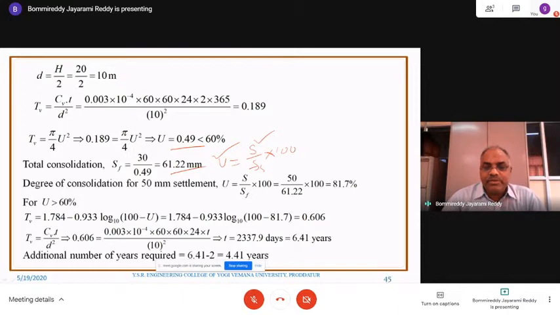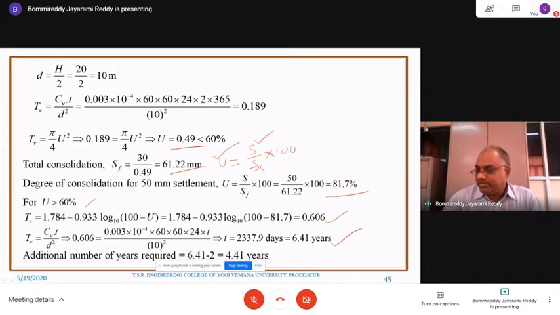Then next, degree of consolidation for 50 mm settlement. What is the final settlement? Final settlement is 61, but your settlement required is 50. So accordingly 81.7% is the degree of consolidation. When the degree of consolidation is greater than 60%, you do not need to remember the formula, because it is given in the exam question paper. Accordingly, the formula is given, Tv equal to 1.74 into this. Substitute and get the value of Tv. Knowing the Tv value, find out t by substituting all other parameters, and it will be 6.41 years.